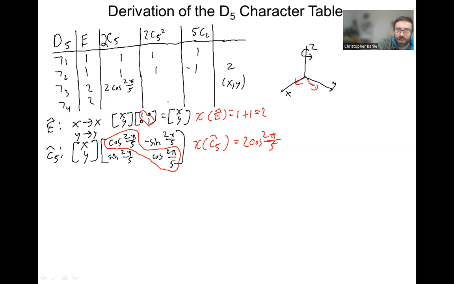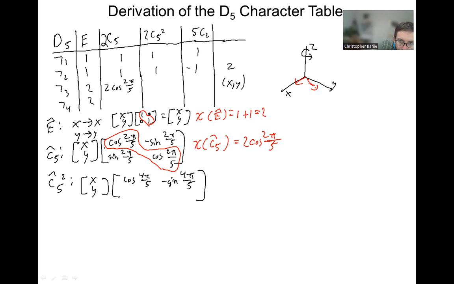Okay, so now we're ready to do our C5 twice. For our C5 twice, we now are talking about a 144-degree rotation. And so instead of cosine 2 pi over 5, we have to do 2 times more of that rotation. So it's going to be cosine 4 pi over 5. But everything else about this matrix is going to be the same.